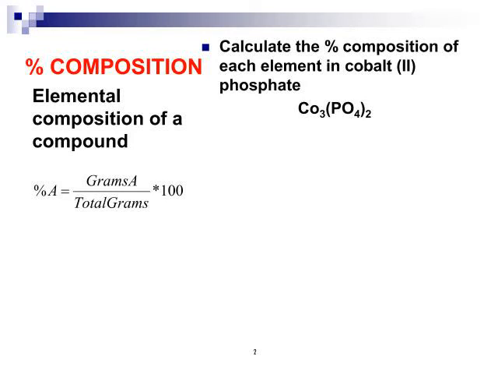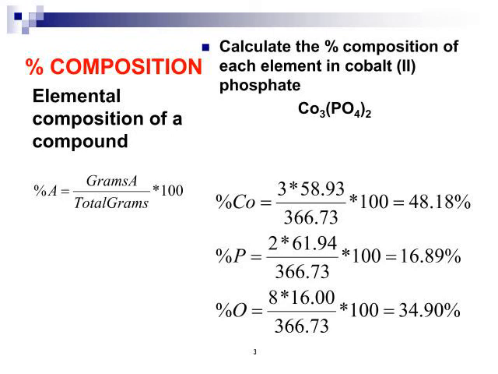So here's our example right here. Calculate the percent composition of each element in cobalt-2 phosphate. So hopefully you can write that formula correctly. We're going to find the percent composition of each thing. First, the percent composition of cobalt. If you look at the formula, there are 3 cobalts. So it's 3 times the mass of cobalt from the periodic table, divided by the molar mass of the entire thing, then multiply by 100, so 48.1% of that compound is cobalt.